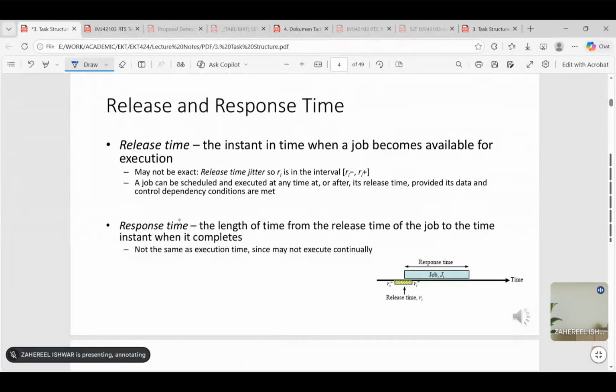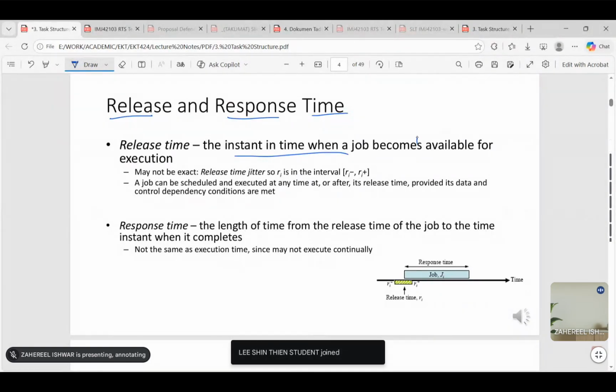All right, what about release and response time? What is release and what is response time? Release time: the instant in time when a job becomes available for execution.